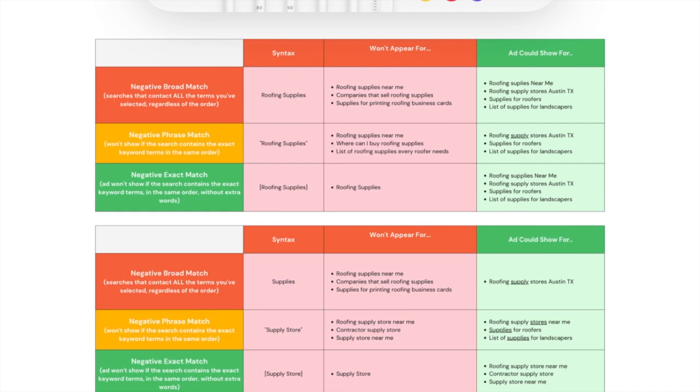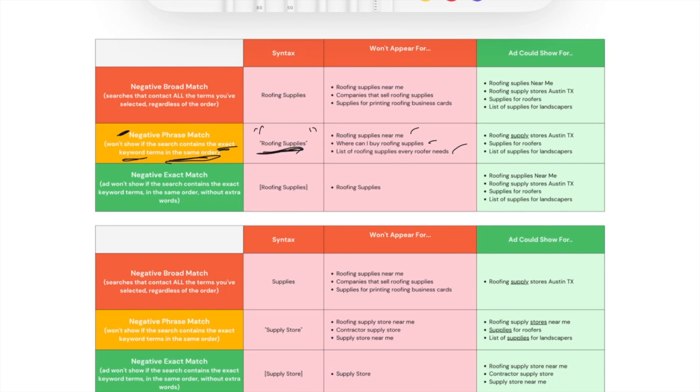So let's go into the negative phrase match. What Google says is you won't show if the search contains the exact keyword terms in the same order, okay? So if you do a phrase match with the parentheses and the negative keywords, you're saying, hey Google, if you see the words roofing supplies next to each other, I don't want it. So you're not going to show up for roofing supplies near me, where can I buy roofing supplies, or list of roofing supplies every roofer needs, okay?